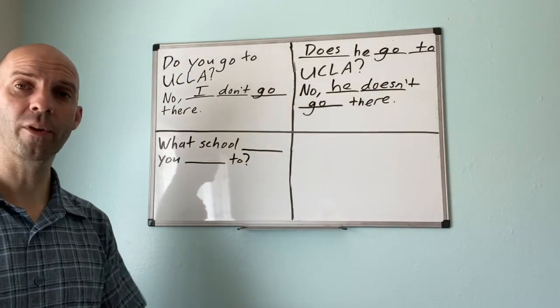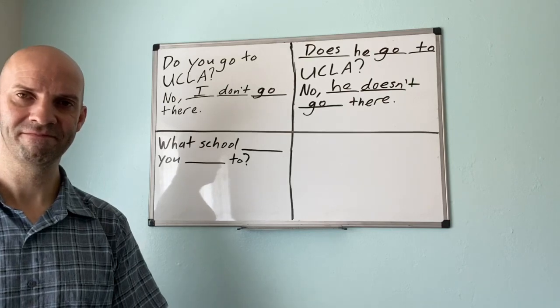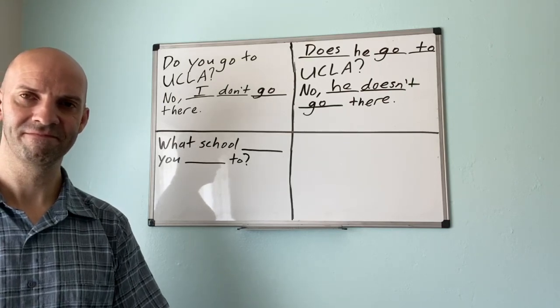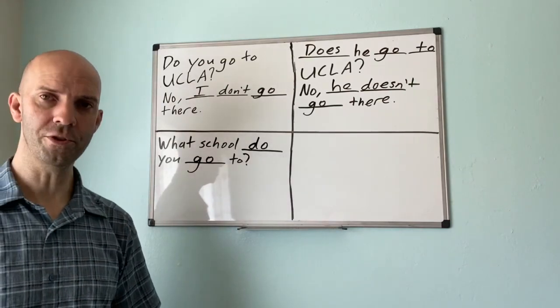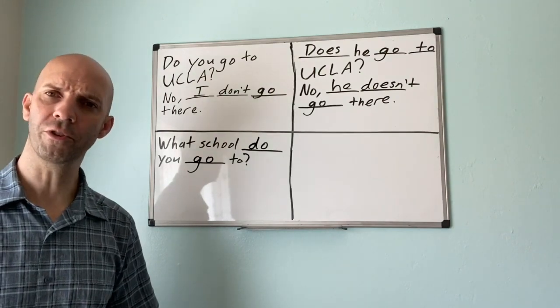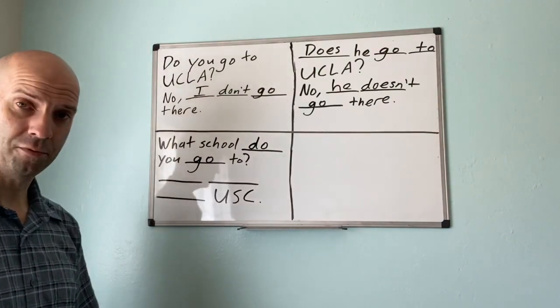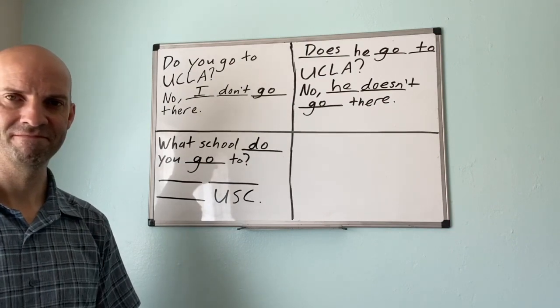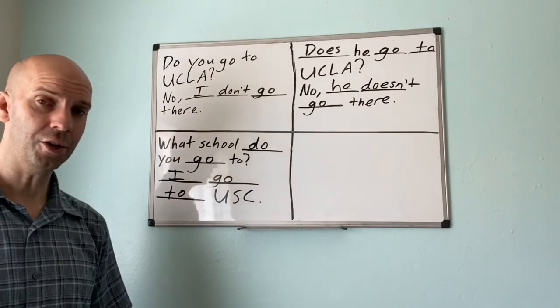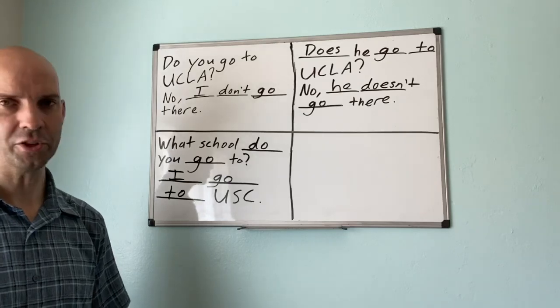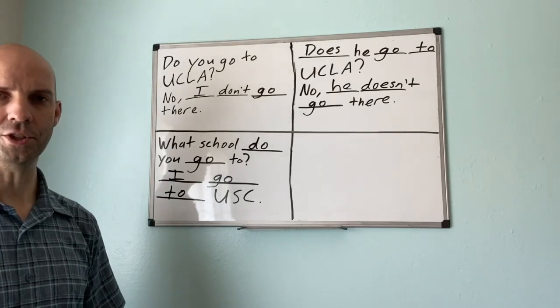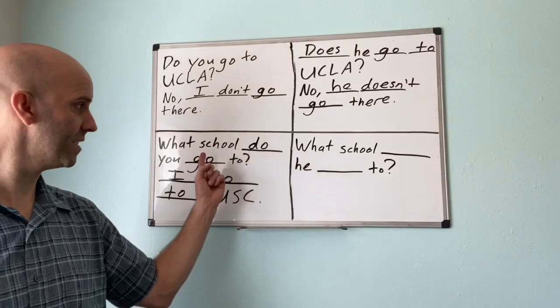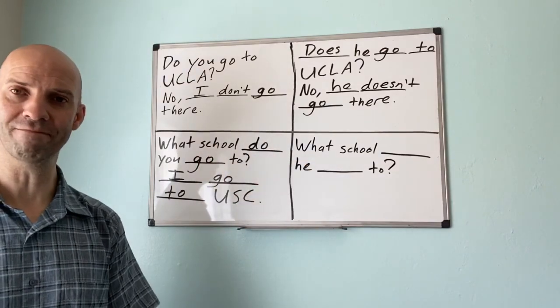Now write the correct question. What school do you go to? Now fill in the blanks. I go to USC, another university. Now write this question in the third person.